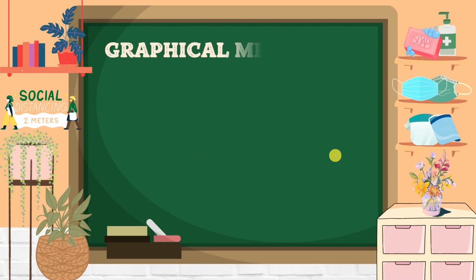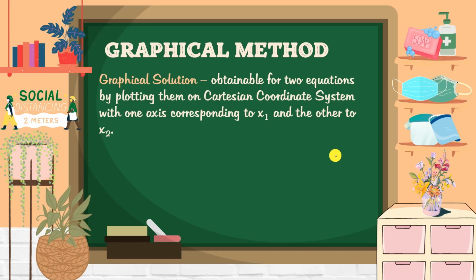For our first method, we will have here the graphical method. Graphical solution is obtainable for two equations by plotting them on a Cartesian coordinate system with one axis corresponding to x sub 1 and the other to x sub 2. Be mindful, class, that we're not going to use the x and y. Instead, we're going to use x sub 1 and x sub 2 in a linear solution.